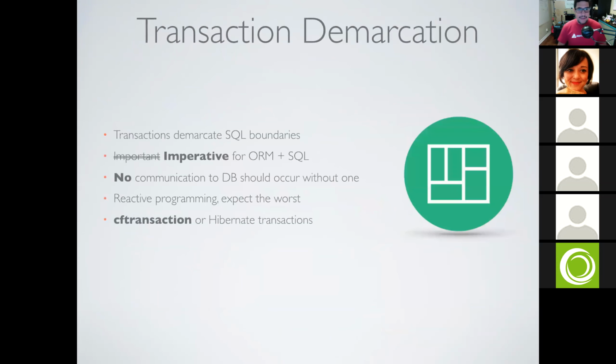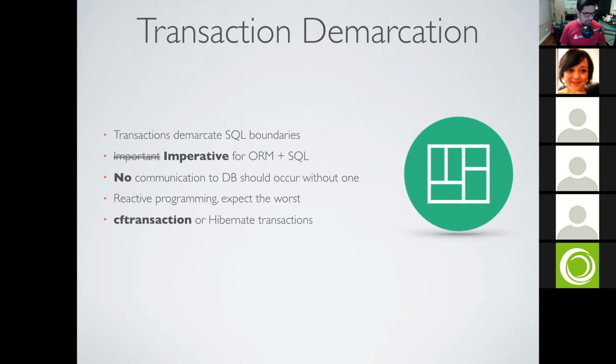All right. Another important thing is that word that I've said, transaction demarcation. And this really is important not only for an ORM, for anything that deals with SQL. You have to demarcate your SQL boundaries. This is important, or I would say imperative, for any ORM and SQL application, because no communication to the database should occur without a transaction. You have to be always reactive and expecting the worst. So CF transactions or native Hibernate transactions should be the way to go.